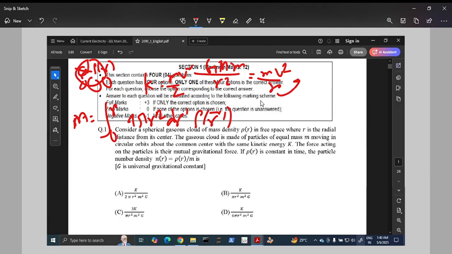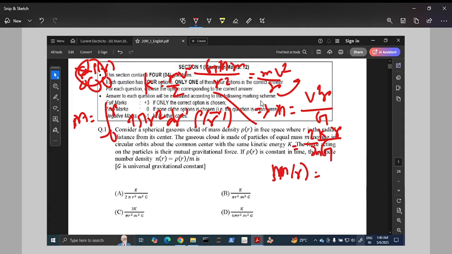And from the equation G M m by r squared is equal to m v squared by r, we can write M is equal to v squared r by G. Kinetic energy is equal to m v squared by 2, so v squared is equal to 2K by m, and the denominator is G. So M(r) is equal to 2K r by m G, and this M(r) definition is this.